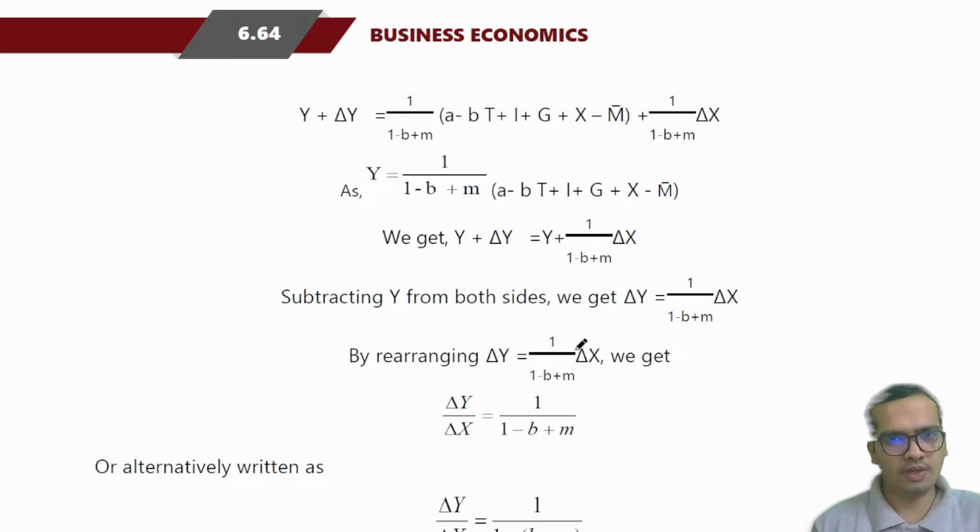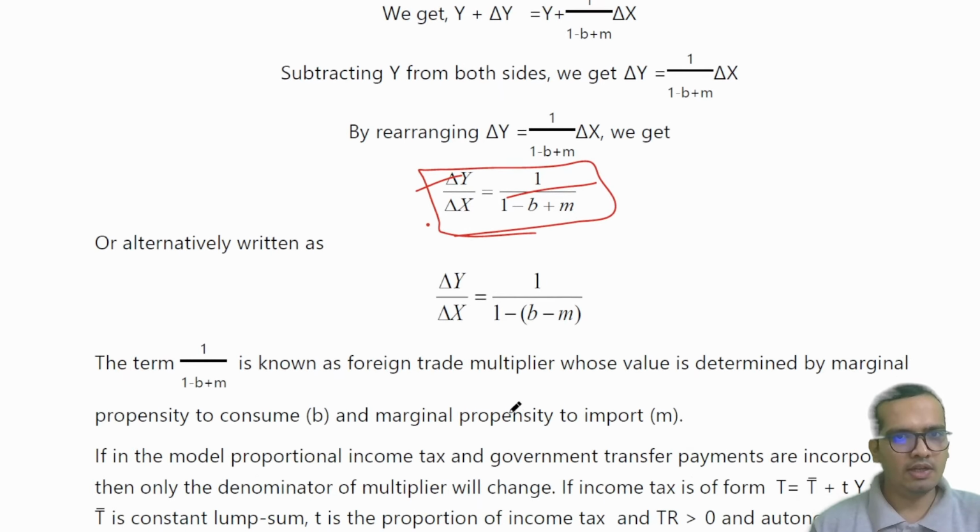By arranging it in a different way we get delta Y divided by delta X equals 1 plus 1 divided by (1 minus b plus m), or alternatively delta Y divided by delta X equals 1 divided by (1 minus b plus m). The term 1 divided by (1 minus b plus m) is known as the foreign trade multiplier, whose value is determined by the marginal propensity to consume, MPC, denoted by b, and the marginal propensity to import, denoted by m.